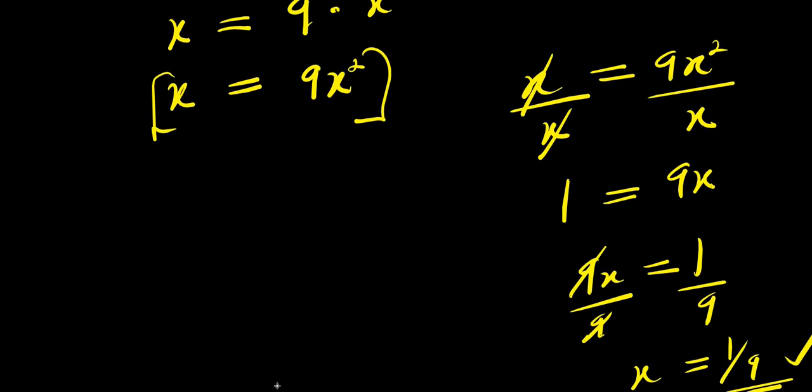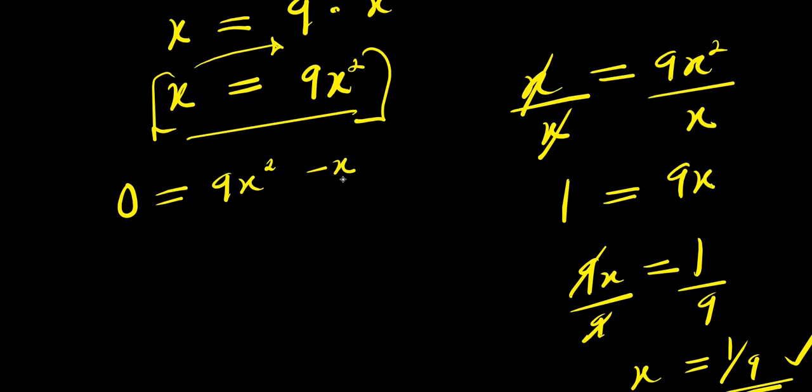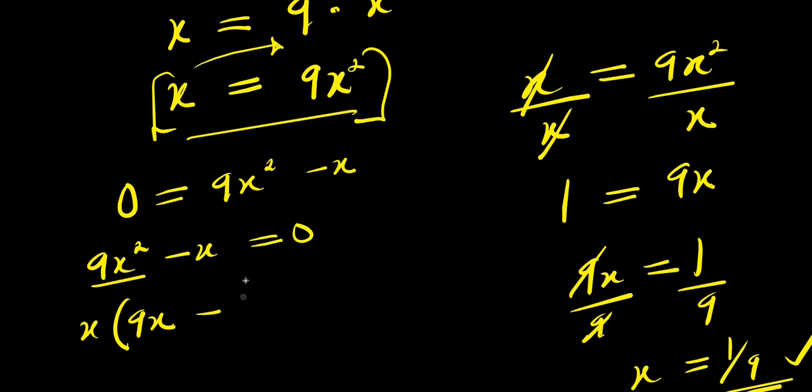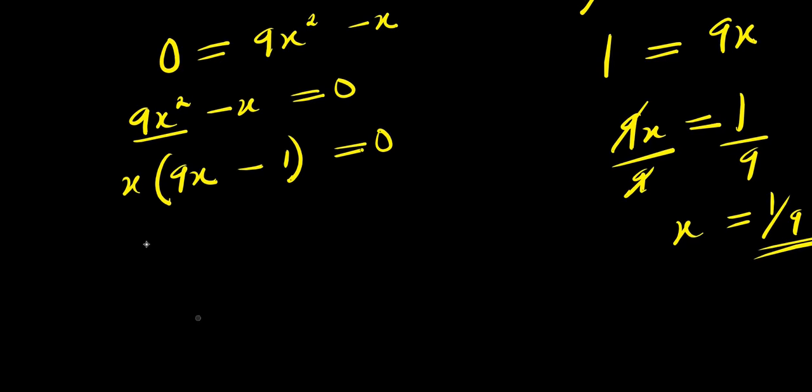Now, I can also solve this by forming a quadratic equation. I move x over here. So I have 0 equals 9x squared minus x, meaning 9x squared minus x equals 0. I can factor out x: x times 9x squared divided by x, I have 9x, minus x divided by x, I have 1. And this equals 0. So at this point, I have x equals 0. I also have 9x minus 1 equals 0.